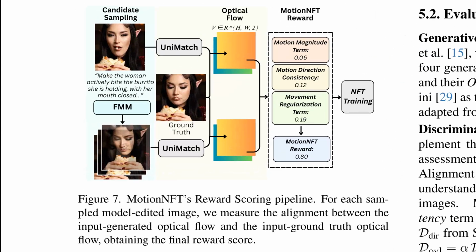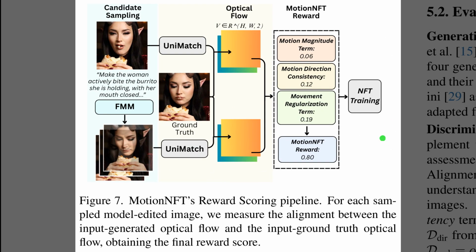So while Figure 6 quantified how much motion the dataset demands, Figure 7 shows how Motion NFT turns that motion into a training signal. The left panel draws a candidate edit from the flow matching model and pairs it with the ground truth frame. The middle block runs Unimatch to compute optical flow for both images. The right stack then breaks this flow into magnitude, direction, and movement regularization terms, combines them into a single motion NFT reward, and feeds that score back into training.